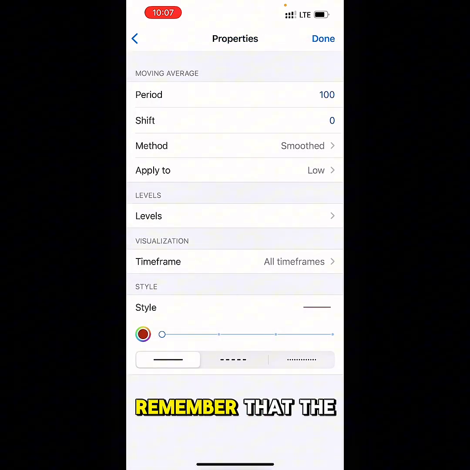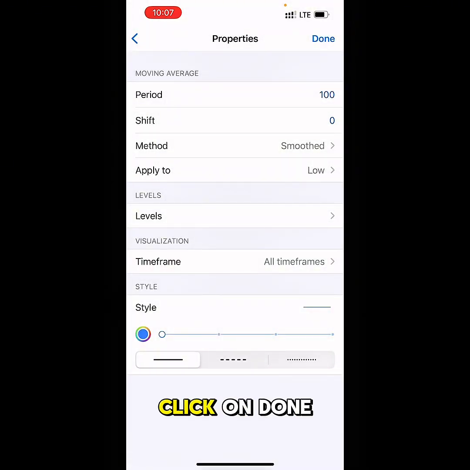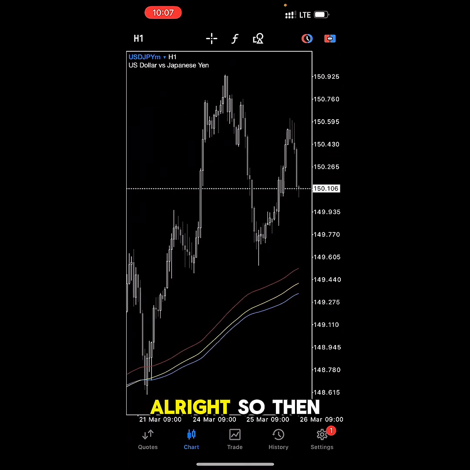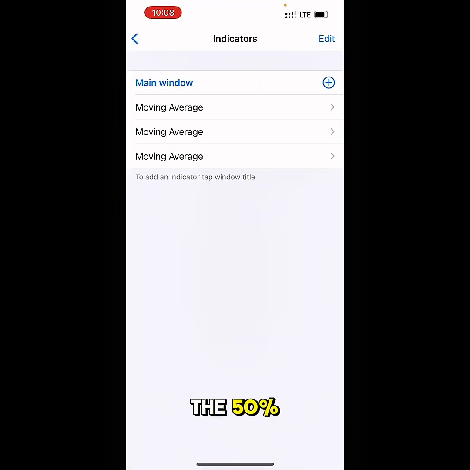All right, remember that the color, I like blue for this one, so I'll use blue. And then I'll click on done. All right, so then we have 3 moving averages, and we have to keep going. Now we go for the light moving averages. We start with the 50, so we go on the plus icon next to the main window once again.